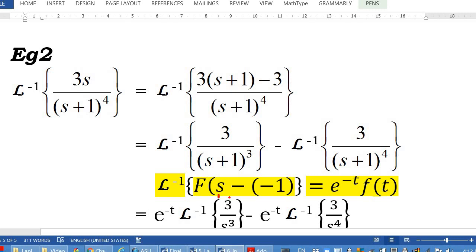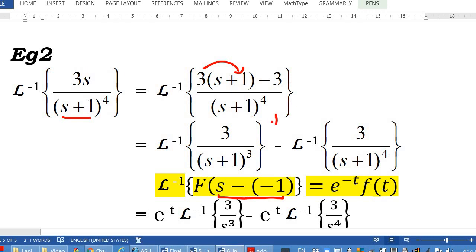And then if you have the function F(s minus negative 1), your s is s plus 1, so the numerator must also be s plus 1, because the whole thing is a function of F(s minus negative 1). The denominator has (s plus 1) to the power of 4, and in the numerator you must change the s to s plus 1. So 3 times (s plus 1), when you expand, gives 3s plus 3, which has an extra 3, so you need to minus 3. Now 3s plus 3 minus 3 gives back 3s.